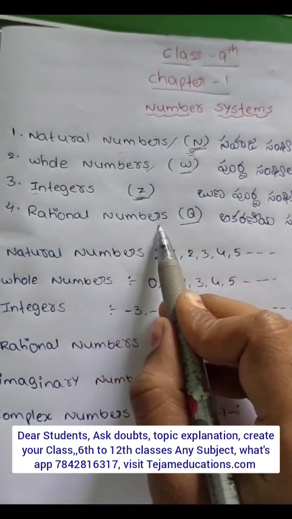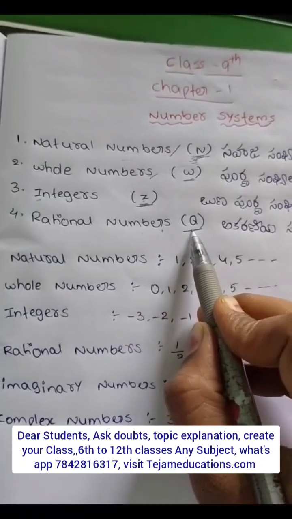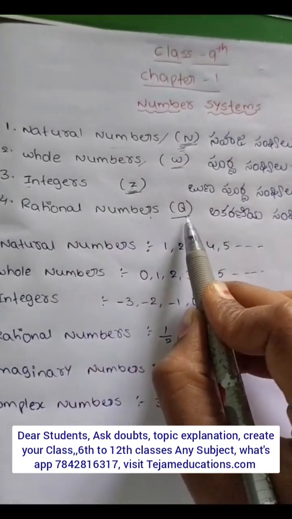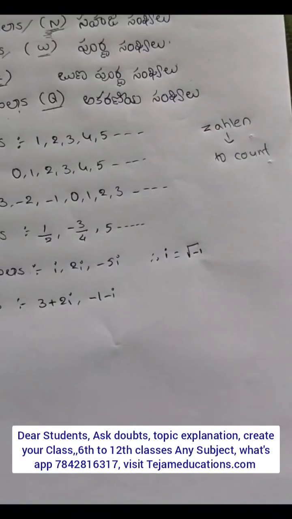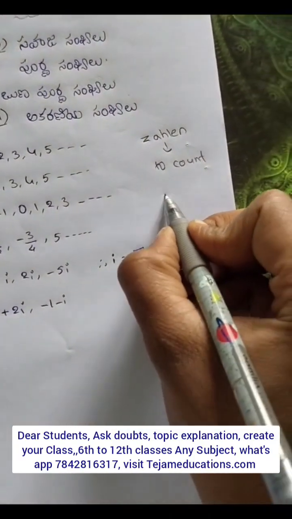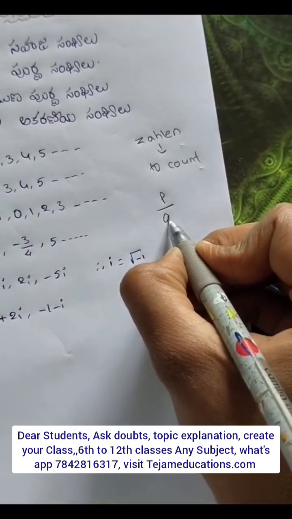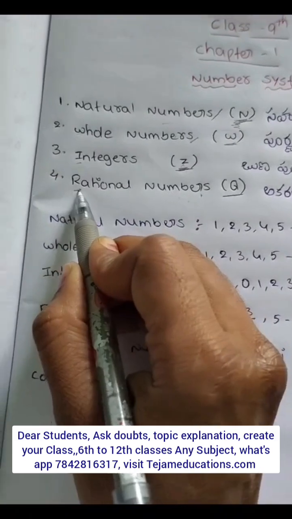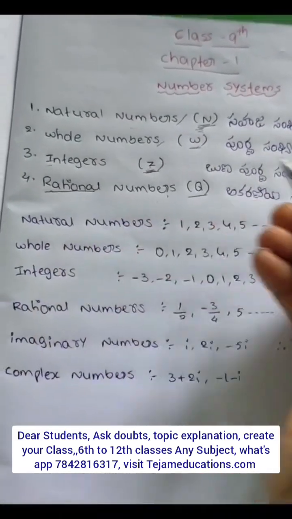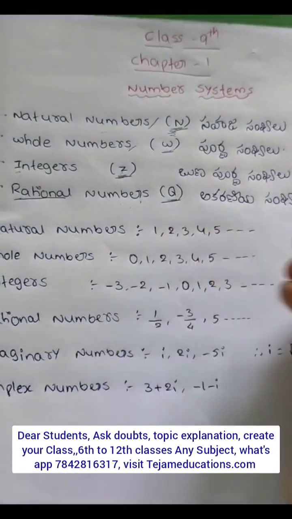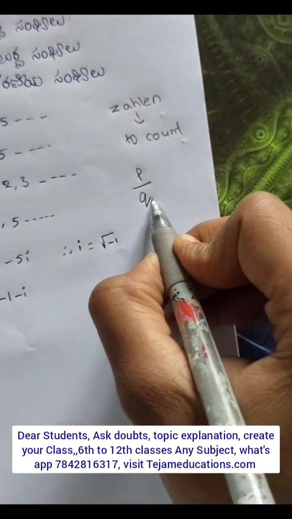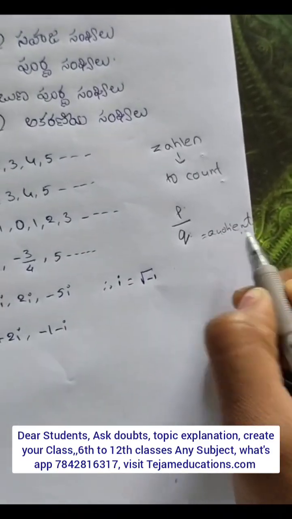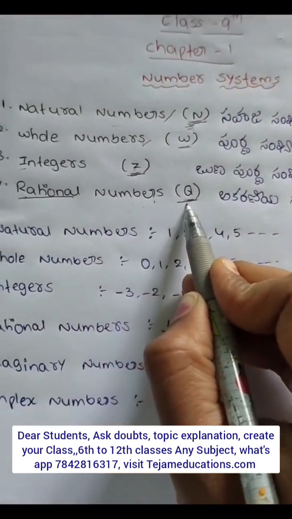Okay, rational numbers are denoted as Q. You have the same doubt here also: why do we denote rational numbers as Q? Because rational numbers are denoted in the form of p by q. Here, rational comes from ratio, and this Q is from the p by q form. Here q is the quotient. That's why we denote rational numbers as Q.